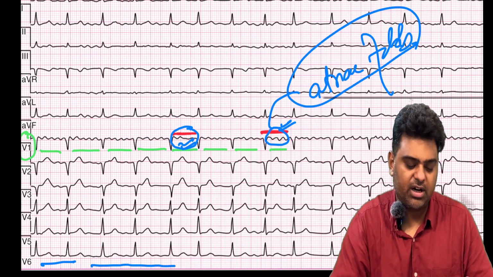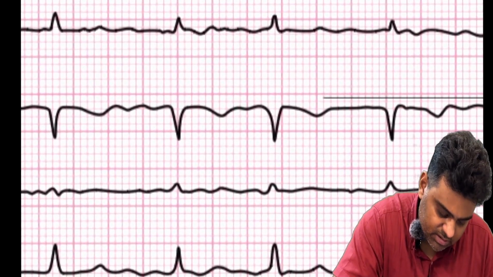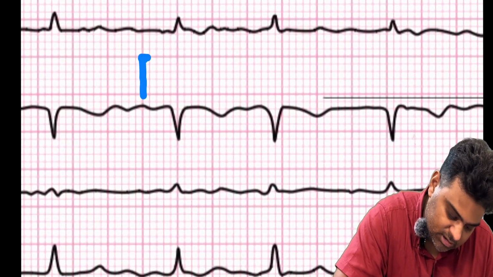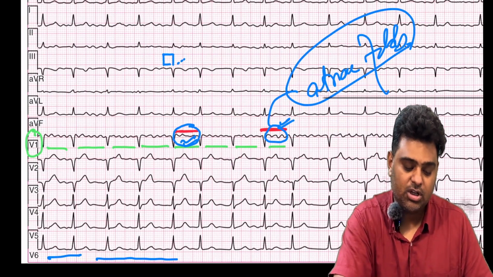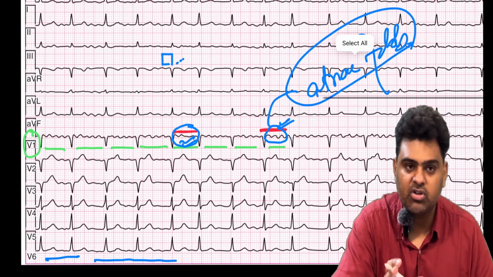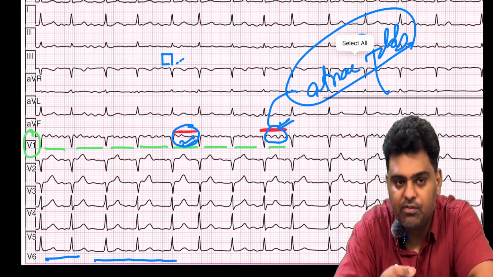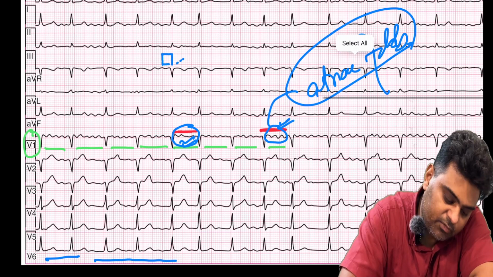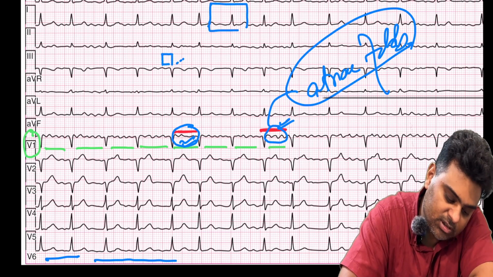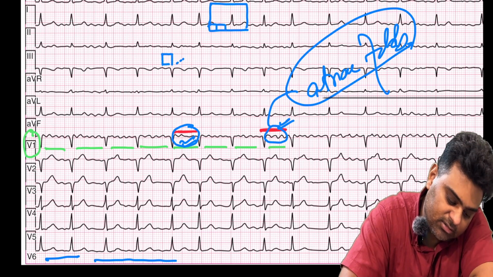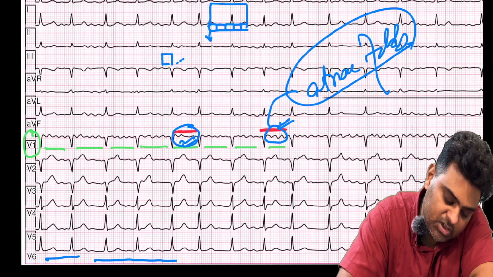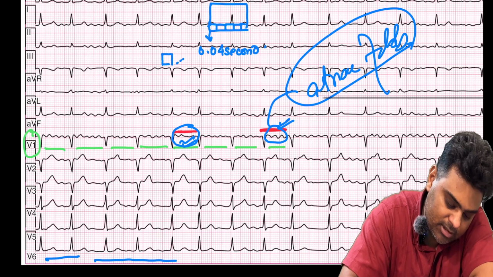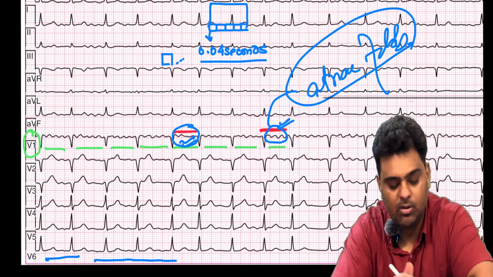So you have to understand there are two kinds of boxes. One is a large box and the other is a small box. A large box contains 5 small boxes, for example, if this is a large box and this is containing 5 small boxes. The time of one small box is 0.04 seconds. Just remember this thing.